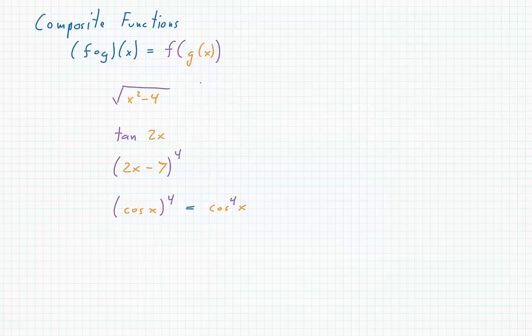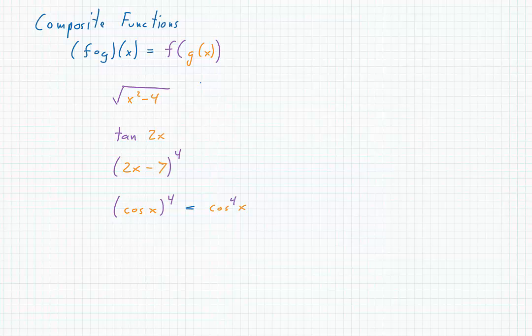Here are some examples of some composite functions where I've used color to try to help you understand which one's the inner function, or g, and which one's the outer function, or f. So when we take the square root of x squared minus 4, we have an outer function that's a square root and an inner function that's x squared minus 4. If we see something like tangent of 2x, 2x is an inner function that we're putting inside of tangent. Notice this is different from just tangent of x, which is what we often see. If we have (2x minus 7) to the 4th power, the outer function is taking this thing to the 4th power, and the inner function, the g, is the 2x minus 7.